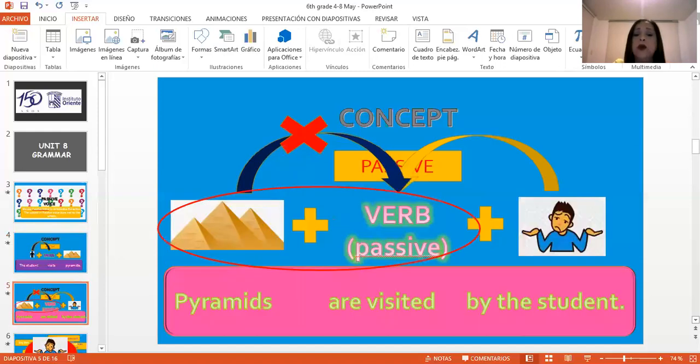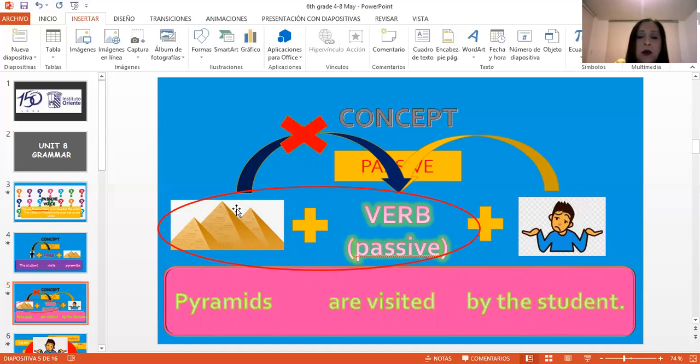Now, when we have passive voice, look at the order. The pyramids are in the first position, the verb in the middle, and the doer of the action at the end. So, in passive voice, the person who performs the action is not that important. The most important is what the person does.